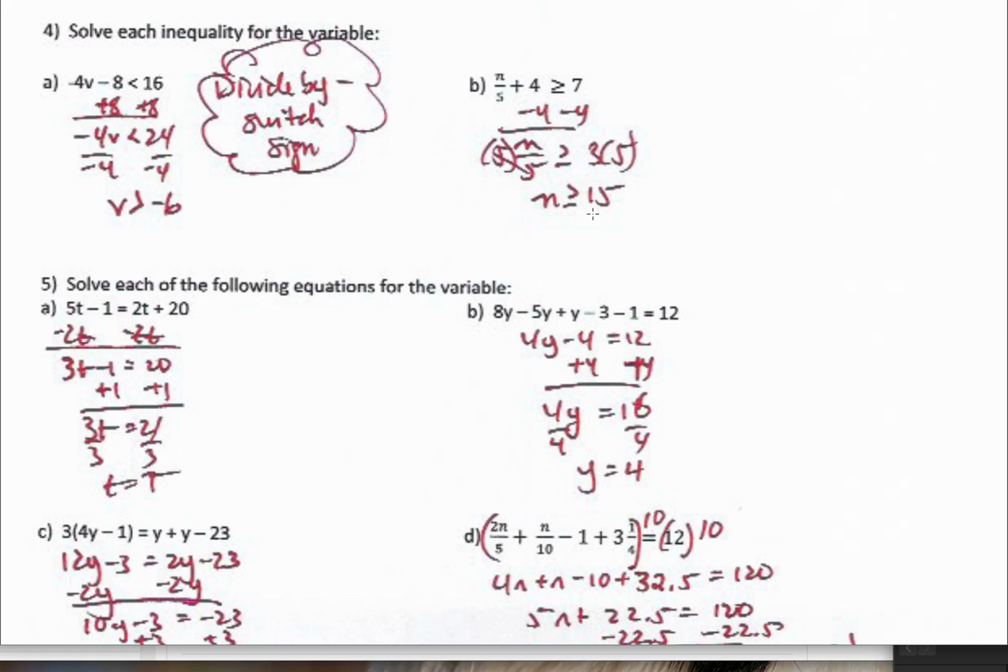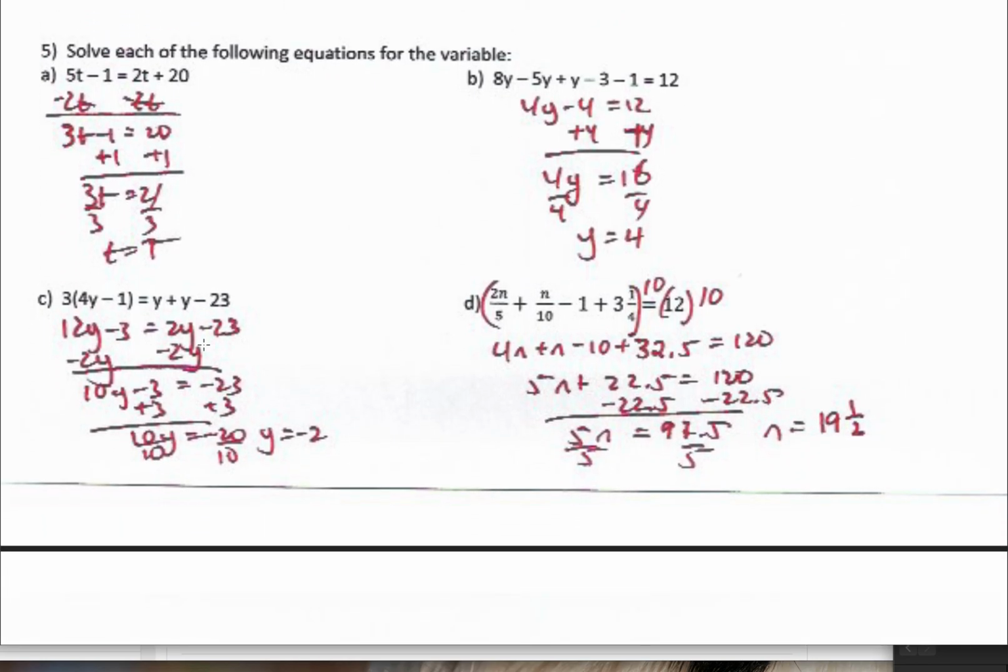Number 5A, opposite side, opposite operation. Always like to start off with the variables. So my first step is to subtract 2t from both sides. 3t minus 1 is 20. Add 1 to both sides. 3t is 21. Dividing by 3, t is 7.